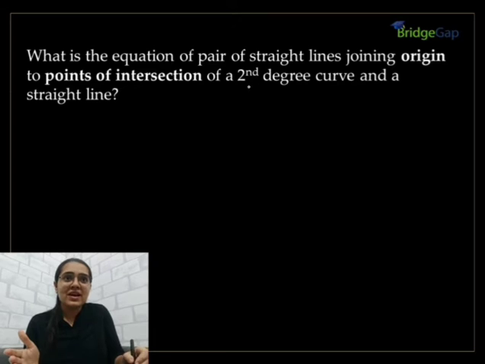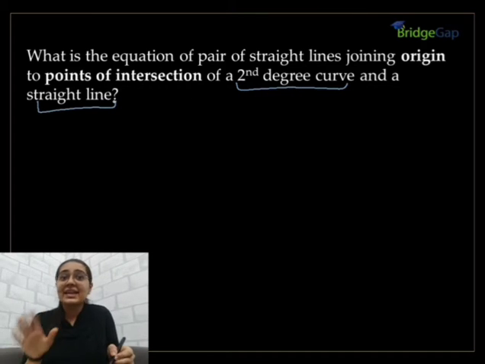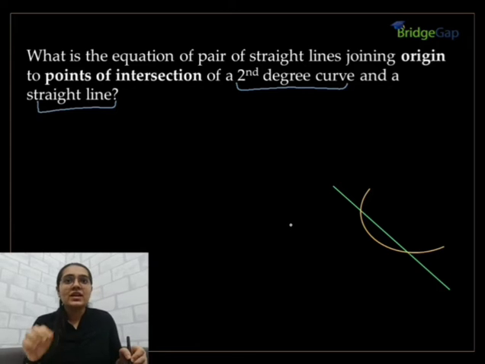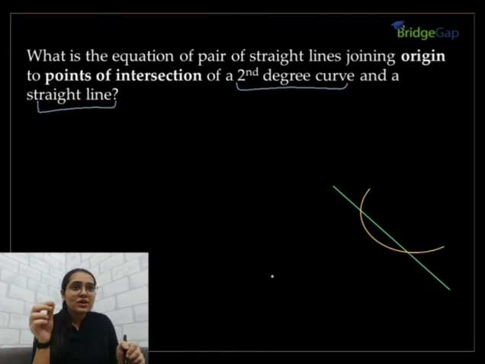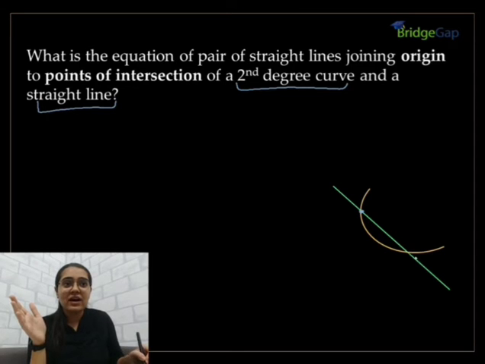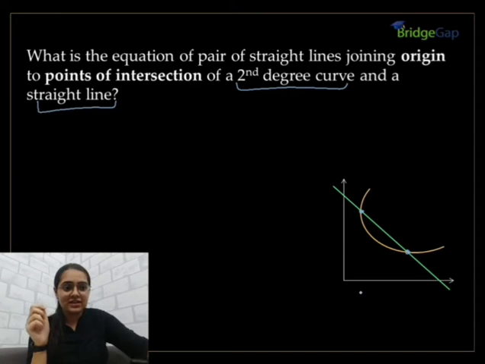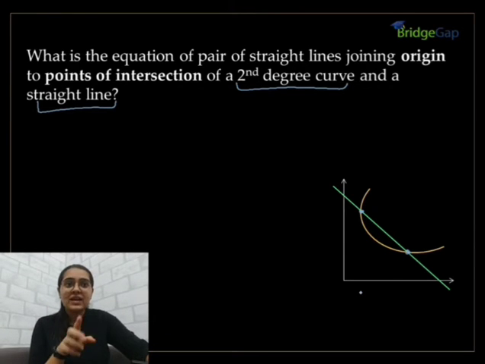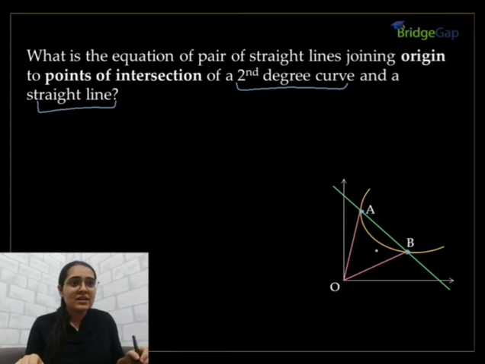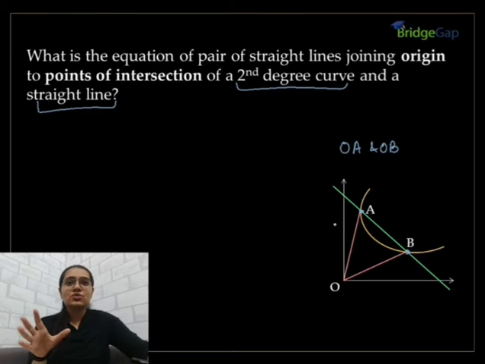That means we are given a second degree curve and a straight line and they are intersecting at 2 points. Now we have to find equation of pair of straight lines, right? Pair of straight lines that is joining origin and these points of intersection. So these are our points of intersection, and we have to find equation of pair of lines that are joining the origin and the point of intersection of these two curves. So we have to find the pair of equation of lines, and those lines are OA and OB, as you can see very well.